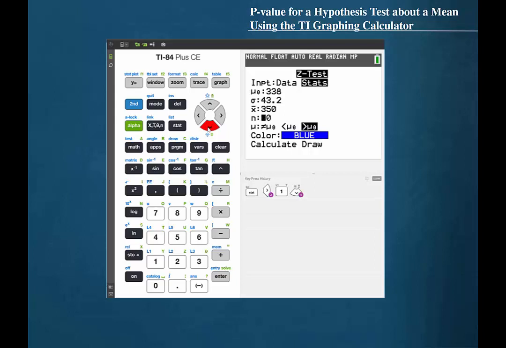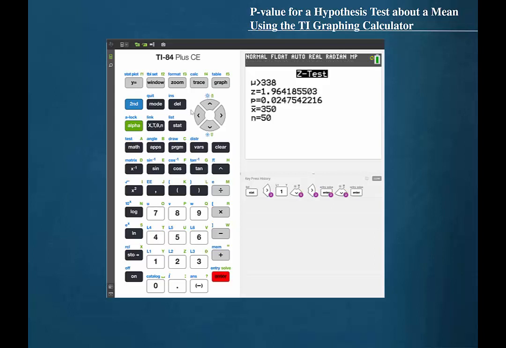It is important that we select the correct orientation in the alternative hypothesis. This was a one-tailed test to the right, so we will make sure that greater than is highlighted and press Enter. Now cursor down to Calculate and press Enter.